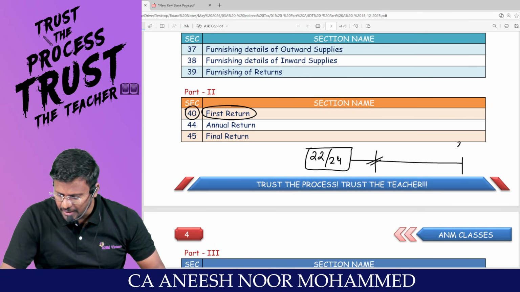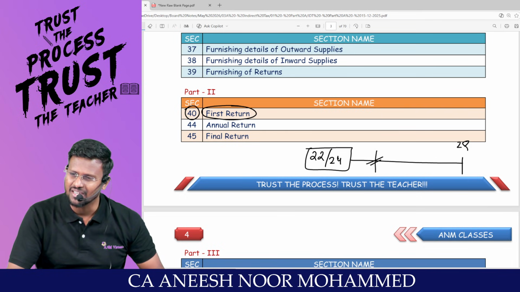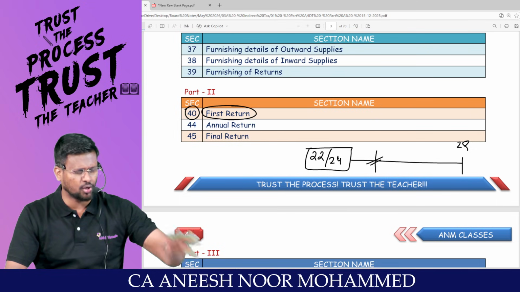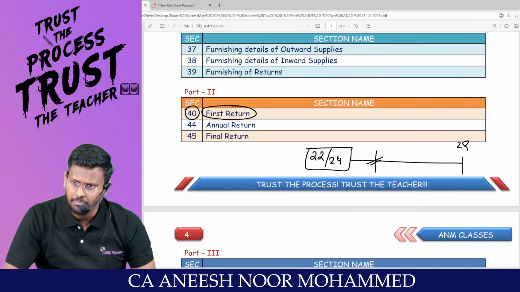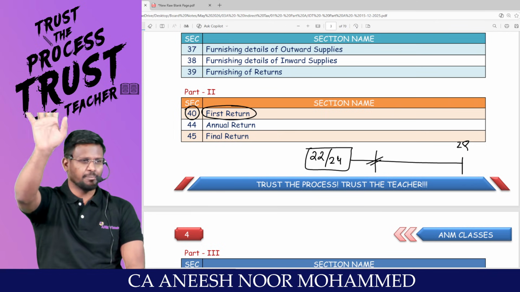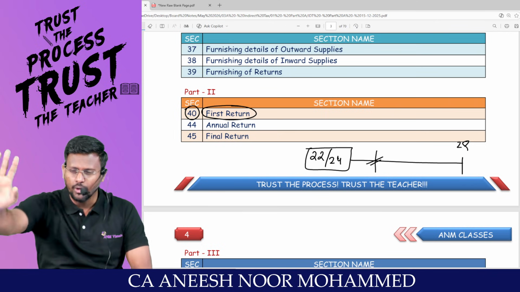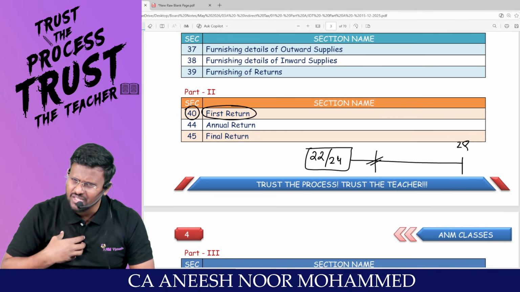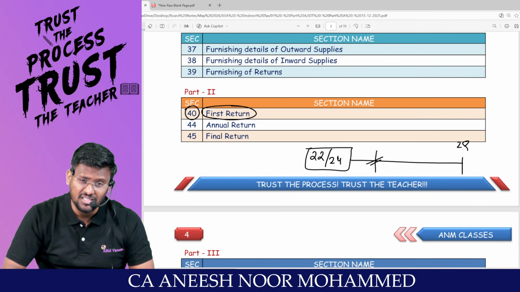Sir, as per section 29, you can cancel the registration. Sir, I am cancelling the registration. I don't want the registration at all because I stopped the business. I'm not going to continue the business. If I am not going to continue the business, do I need registration? No, sir. I can cancel the registration.